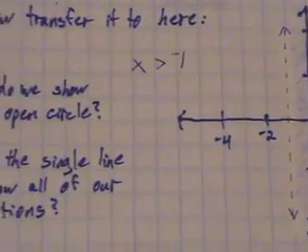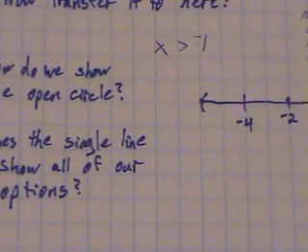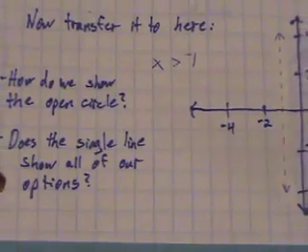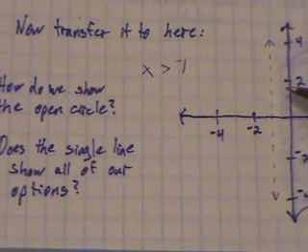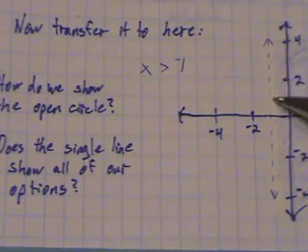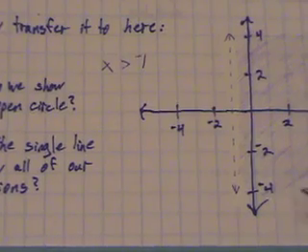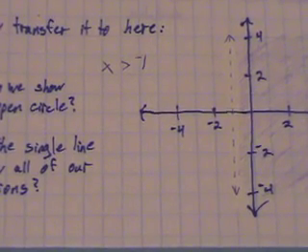Did we answer both of these questions that I wrote down? How do we show the open circle? Well, we showed the open circle by using a dashed line. And does the single line show all of our options? No, it really doesn't, which is why we shaded in over here.